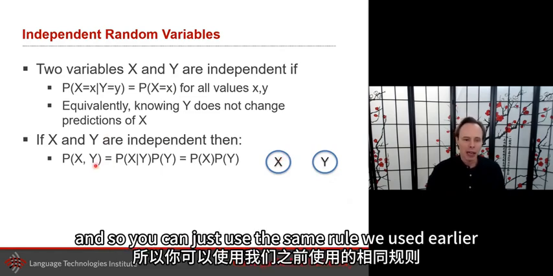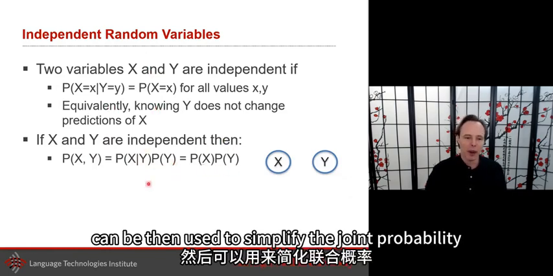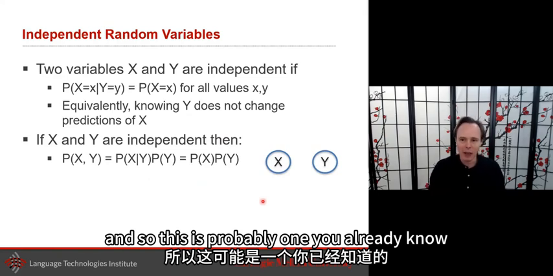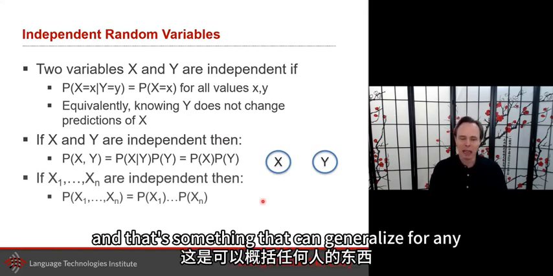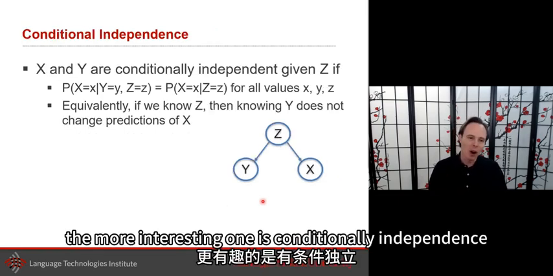And so you can just use the same rule we used earlier, and that knowledge about independence can then be used to simplify the joint probability. So P of X and Y is this. This is probably one you already know, and that's something that can generalize for any number of independent variables. The more interesting one is conditional independence.